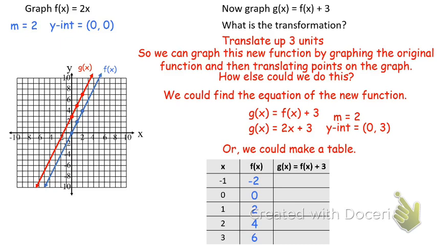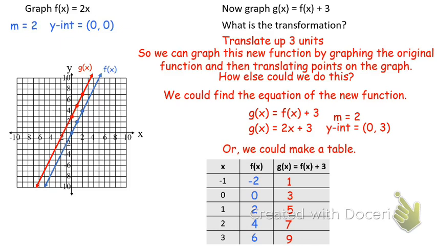g of x is f of x plus 3. So we'll take each of the values in the f of x column and add 3 to it, and that'll be the g of x value. So if we take the negative 2 and add 3 to it, negative 2 plus 3 is going to be 1, and that's the first value of g of x. And we'll just keep doing this. 0 plus 3 is 3, 2 plus 3 is 5, 4 plus 3 is 7, and 6 plus 3 is 9. Now let's go back and let's look at that red line again.